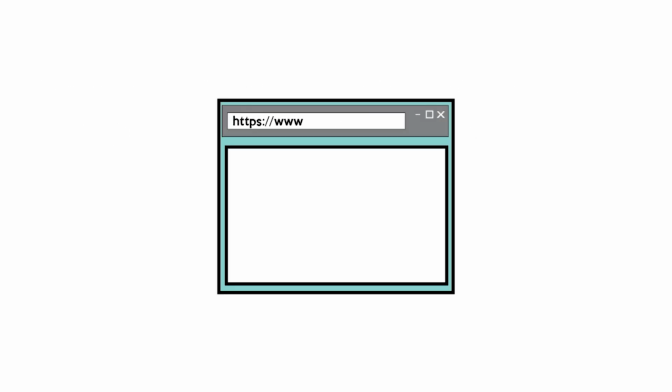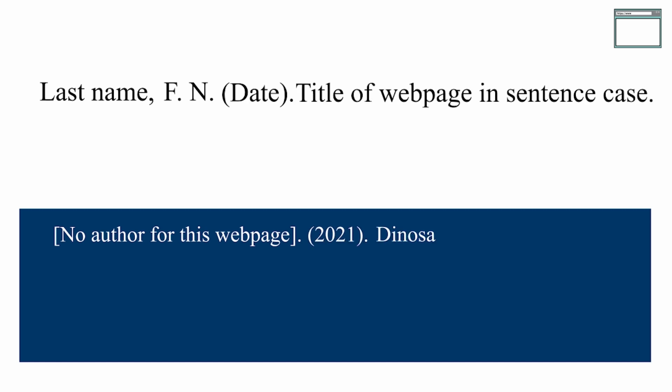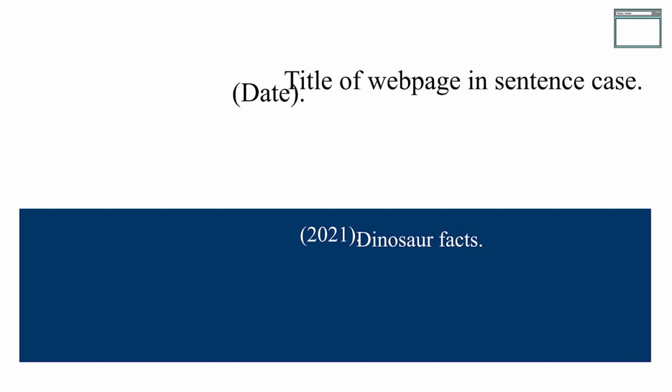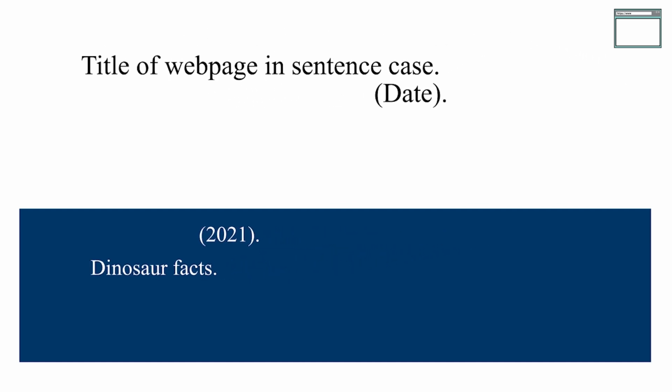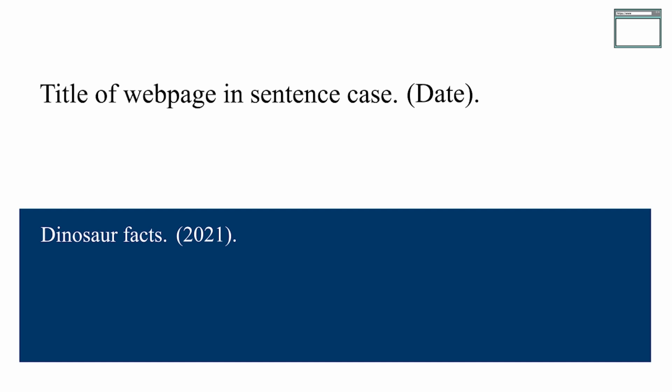Citing websites can get tricky since they often don't have consistent information. Try to find as much information as you can for the web page. The citation for a web page starts the same as for a book or article, with the author. Author last name, comma, author first initial, period. Date in parentheses, period. Title of web page in sentence case, period. Many times, you won't be able to find an author for a web page. In that case, move the title to the front of the citation, ahead of the date. If there's no date on the web page, include the abbreviation N period D period in parentheses in its place.